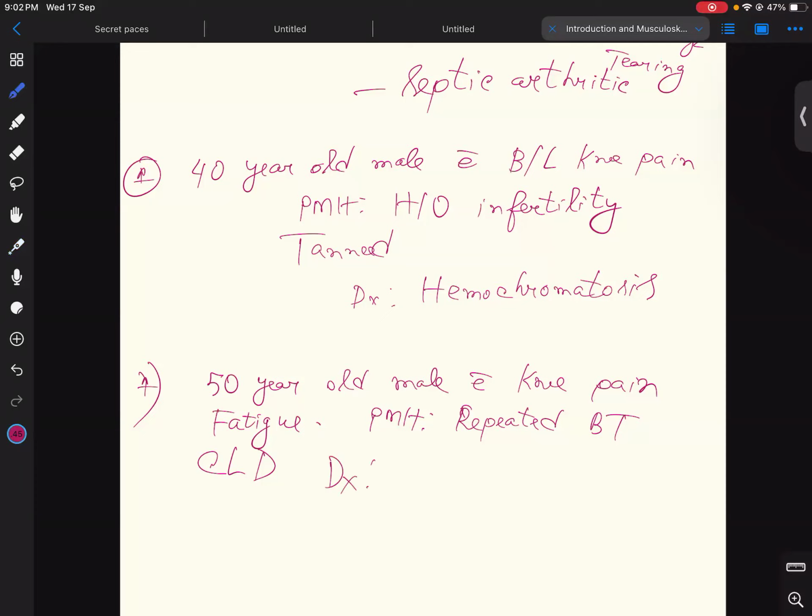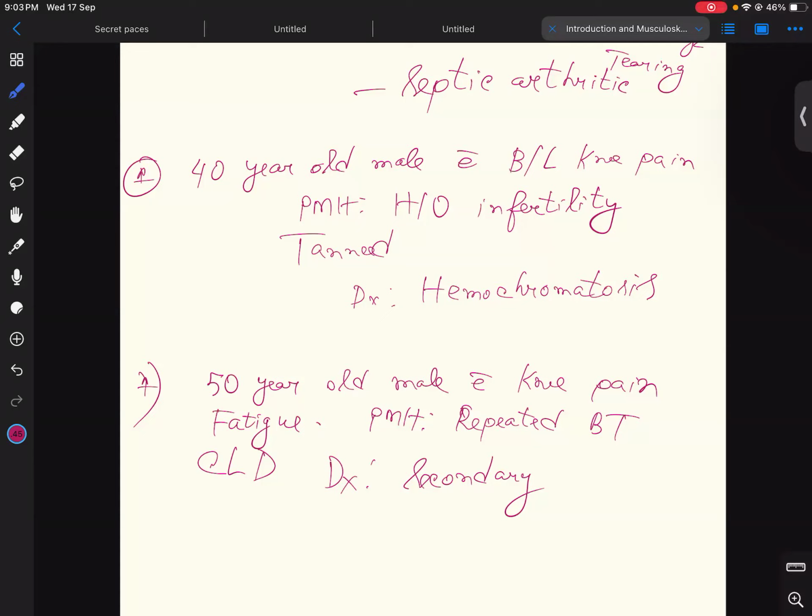Are you getting this? Is it clear to everyone? So why blood transfusion? He is a case of thalassemia. Not thalassemia, some hereditary spherocytosis, something like that. Some bleeding disorder was there, and due to that bleeding disorder, he was having repeated blood transfusion. And that caused secondary hemochromatosis. Are you getting my point, Dr. Neha?